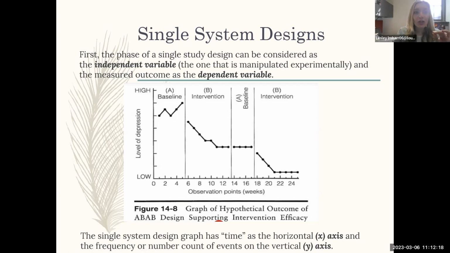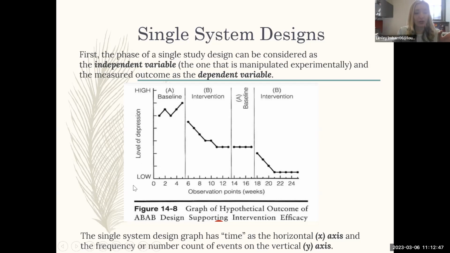So you are all developing an intervention which is going to be implemented with your population of focus. So that is your independent variable. Our dependent variable is what is going to be impacted by that intervention. And in this case, for this chart below, in this example, that is levels of depression. So that is our outcome measure.